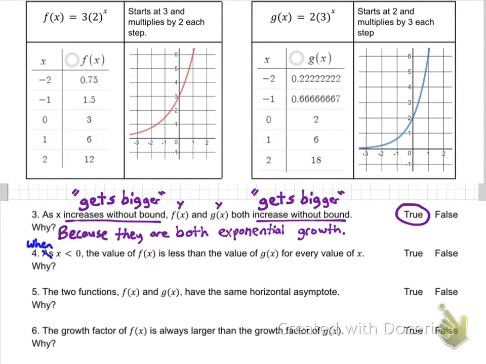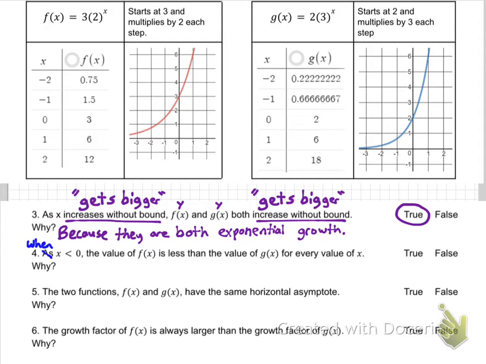This next one should say "when," not "as." When x is less than 0. Go ahead and try it. All right, when x is less than 0, the value of f of x is less than the value of g of x for every value of x.